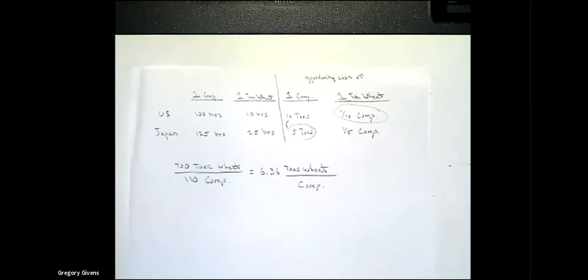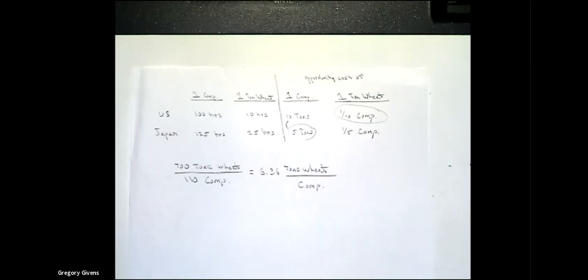Think about it. Japan would never agree to sell computers to the US at a price, or an opportunity cost, that's less than 5 tons of wheat per computer. Why? Because that's a price that is below their own costs. You can't make a profit if you sell something at less than cost. So there is a range of prices here at which trade is mutually beneficial, and that range is between 5 tons of wheat per computer and 10 tons of wheat per computer.